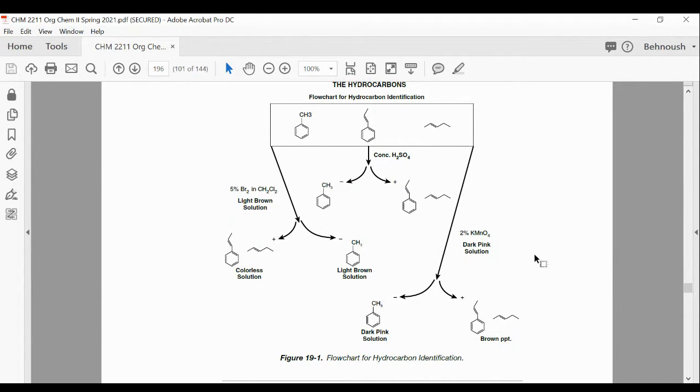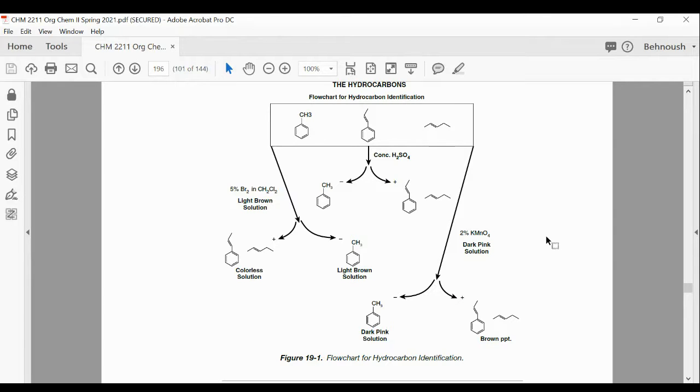This diagram here shows the summary of the reaction. It's already telling you what's going to happen, but that's not enough. You already know what's going to happen because you already know if it's an alkene with the carbon-carbon double bond, of course it would react with sulfuric acid.